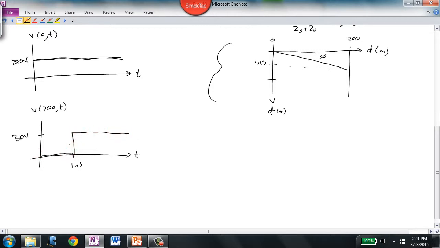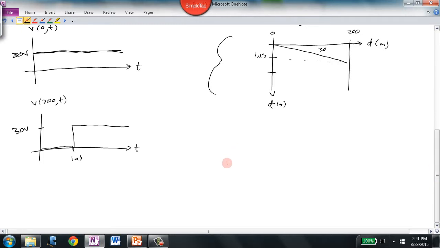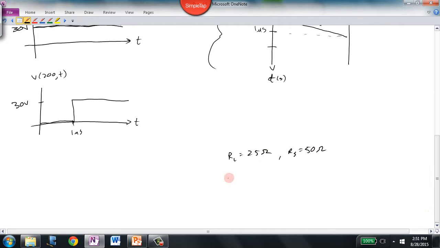So we're already starting to see how electromagnetic theory applies, and you would have never analyzed this in a circuit analysis course. Now let's move on to the case where RL is equal to 25 ohms and RS is equal to 50 ohms. You can already tell that there's going to be a reflection at the load. So we need to recalculate the reflection coefficient at the load, and that's 25 minus 50 over 25 plus 50 ohms, which is equal to minus 1/3.